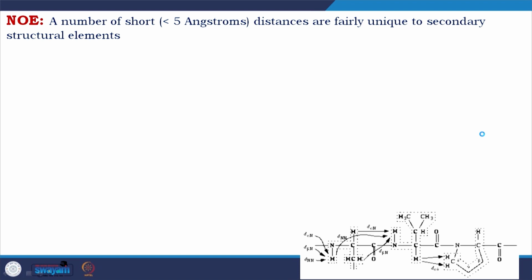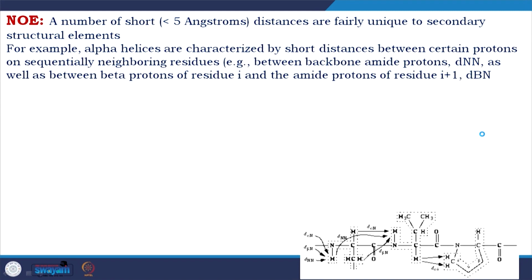NOE, as we talked about, is instrumental. A number of short, less than 5 angstrom, distances are fairly unique to secondary structural elements, and looking at them you could get an idea. For example, alpha helices are characterized by short distances between certain protons on sequentially neighboring residues, between backbone amide protons, which is dNN. You could see here this is dNN, as well as between the beta protons of residue i and the amide protons of residue i plus 1, which is dbN.